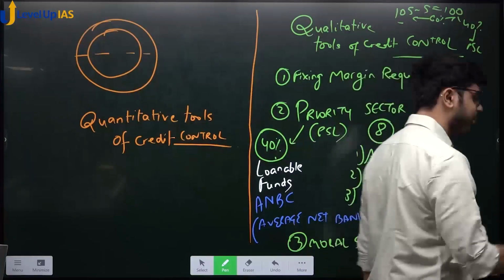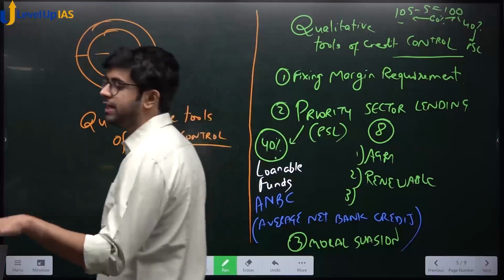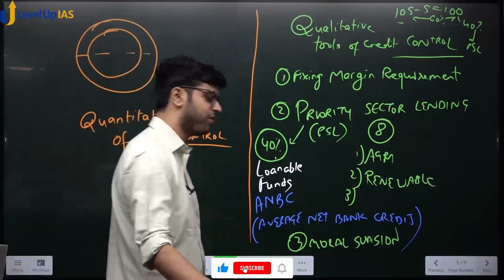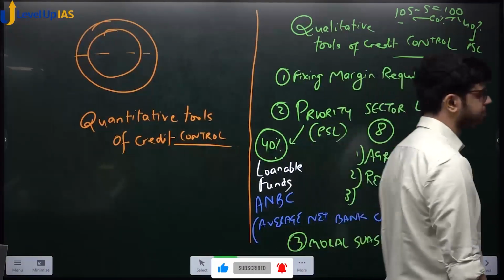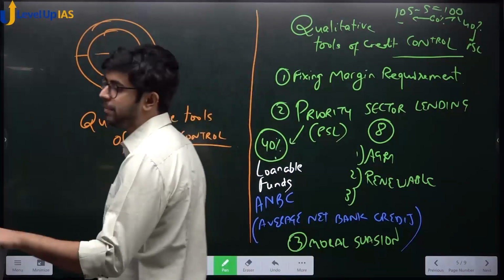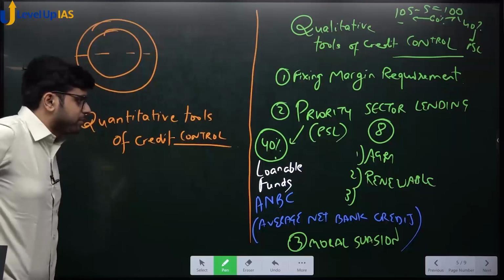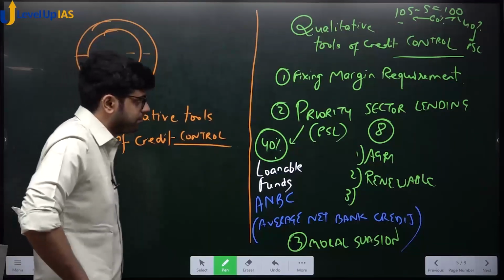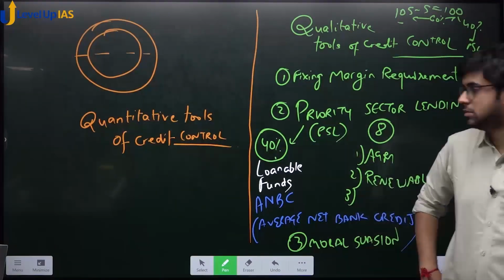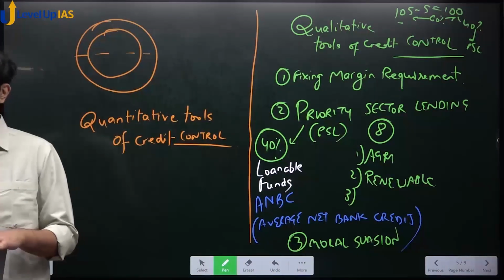Fixing margin requirement. Second is priority sector lending. There are 8 priority sectors. Agriculture has the highest share. Total of the 8 sectors, around 40% is to be given. I say around 40% because it is different for different kinds of banks, foreign banks, Indian banks. But use the fancy term, average net bank credit. And the third one, the threat that is always there, moral suasion.